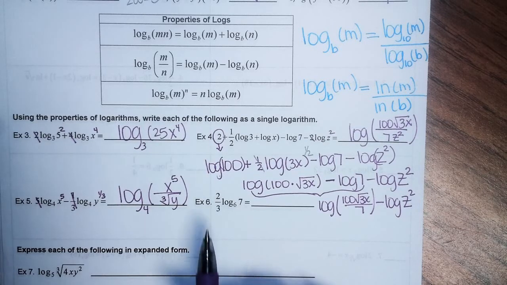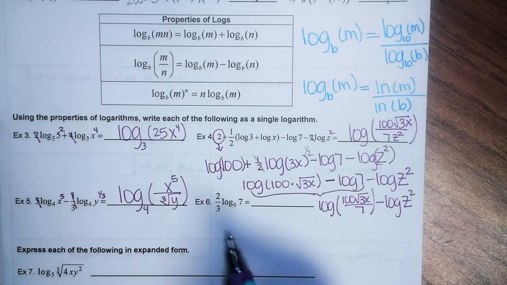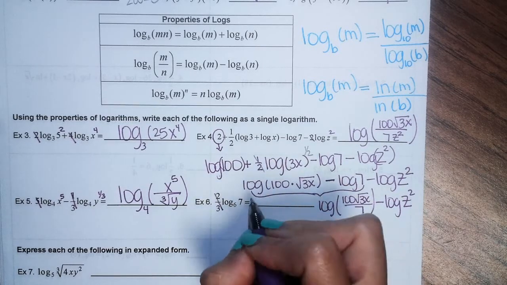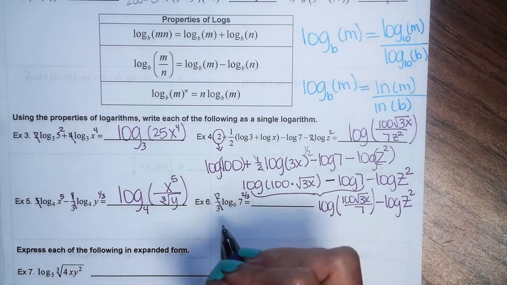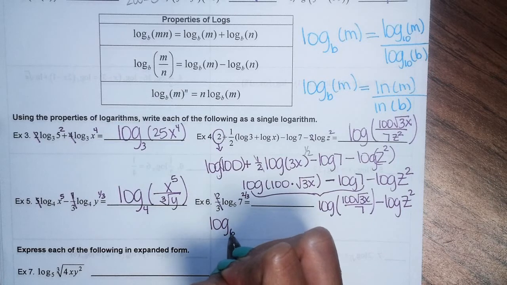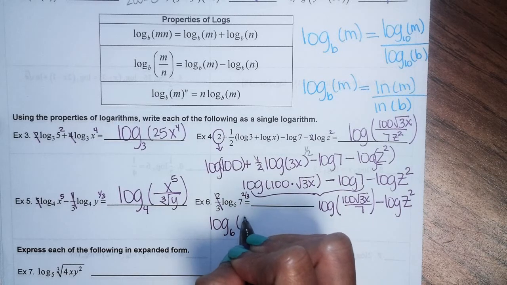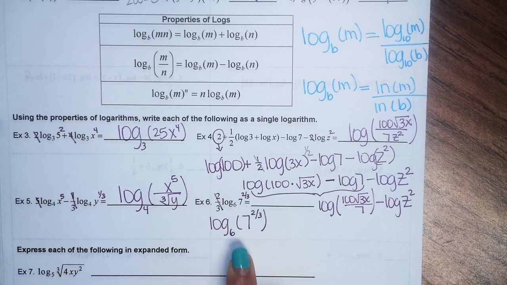Number 6, 2/3 log base 6 of 7. Change that 2/3 as the exponent. So I guess that would be the answer. Log base 6 of 7 raised to the 2/3. That's an acceptable answer.